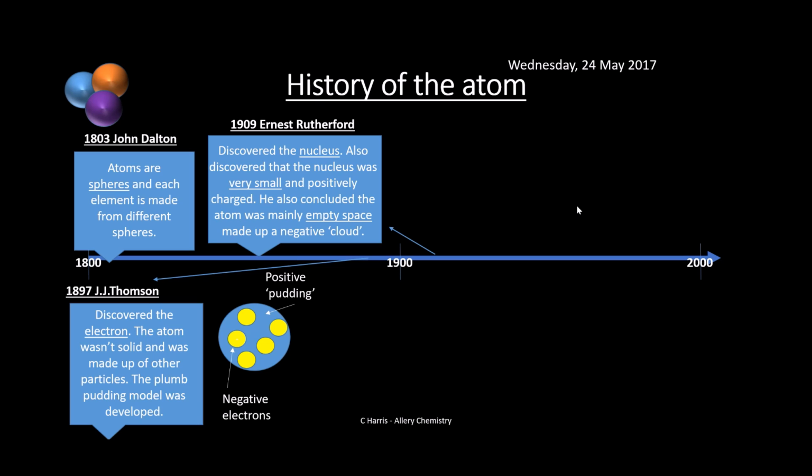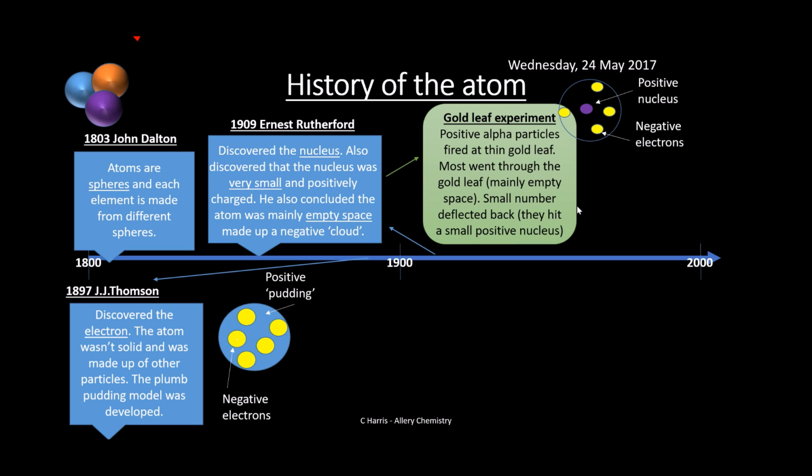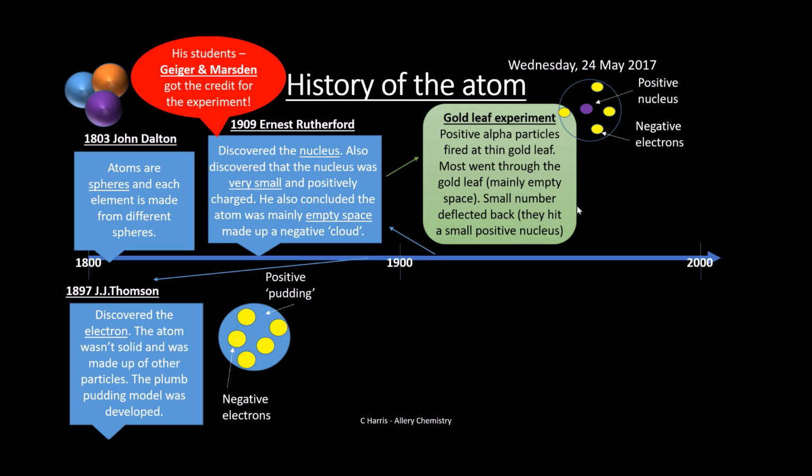But he said it was made up of this negative cloud of electrons, so it was like a fuzziness around the atom. Now, he did an experiment to prove this. Well, his students did actually. Him and his students, Geiger and Marsden, they basically took a lot of credit for this experiment.